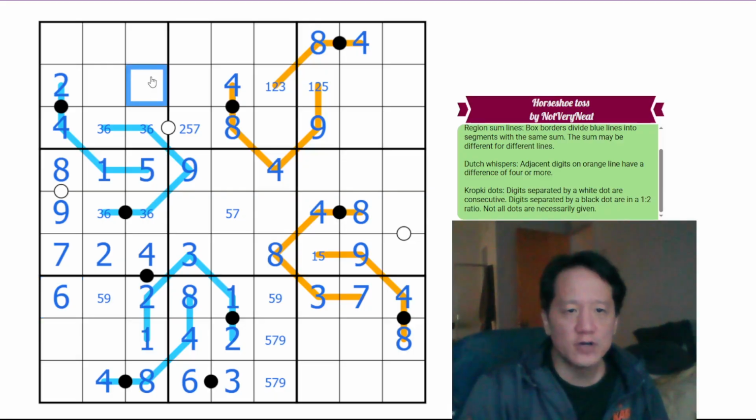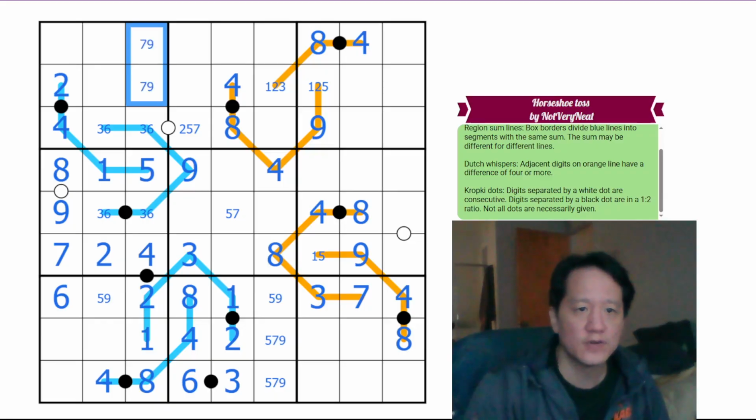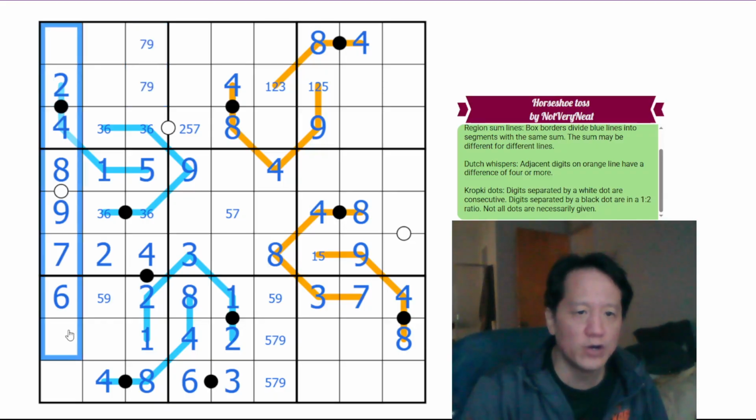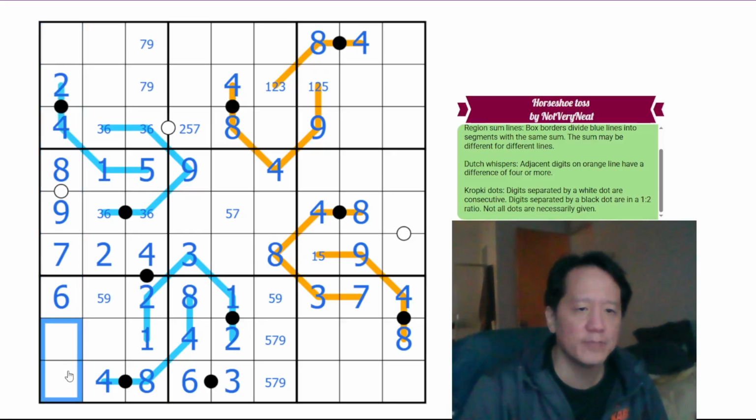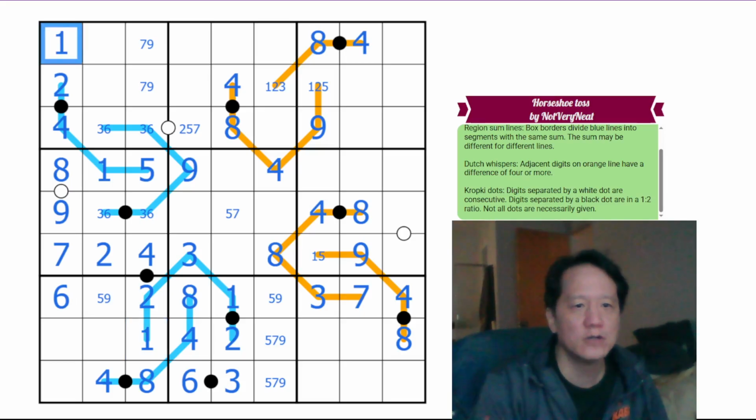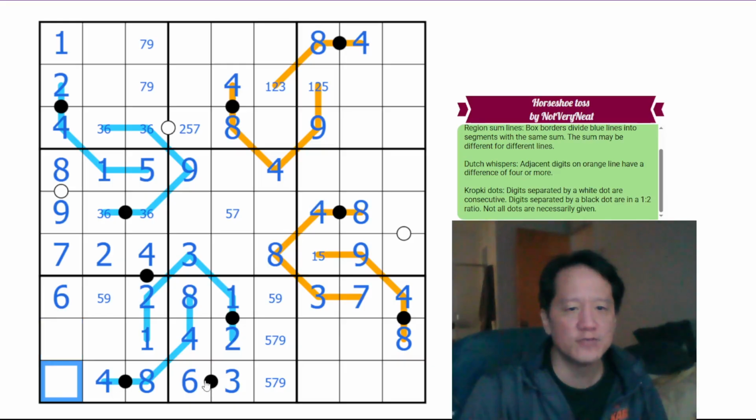Remaining digits of column 3 are 7 and 9. That's fine. Remaining digits of column 1 are 1, 5, and 3. And this can't be 1 here because of 1 in the box, so this must be 1 here. Therefore, this is 3 and 5. This can't be 3 in this row because of 3 in the row. So this is 5 and 3, which eliminates 5 here.